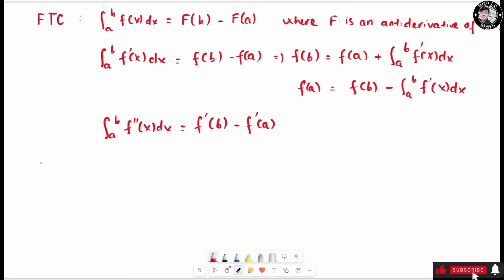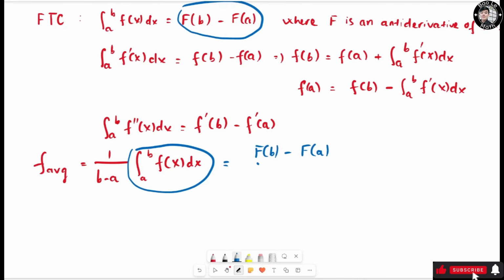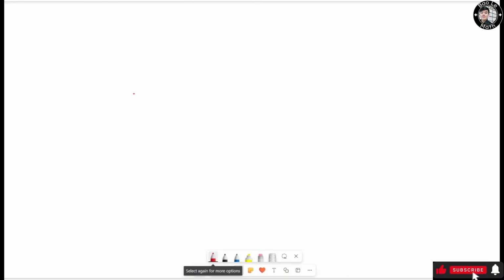Now the average value of a function over a particular interval a to b is given by the formula 1 over b minus a, times the integral from a to b of f(x) dx, right? But this integral equals this, right? So we can replace it, and we have f(b) minus f(a) over b minus a, right?